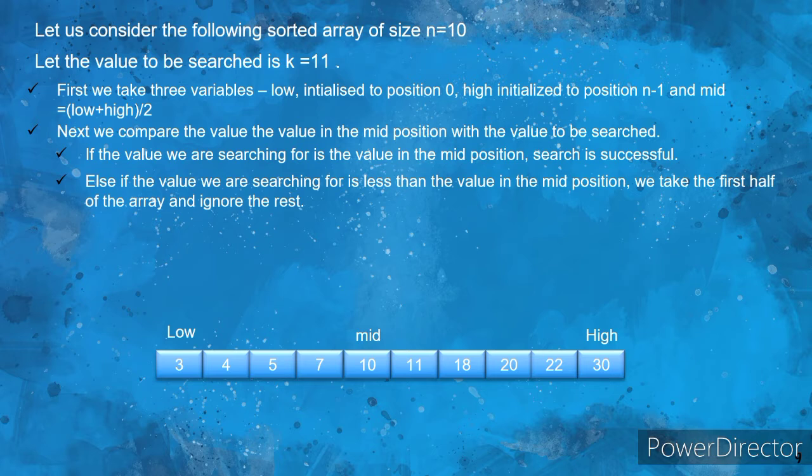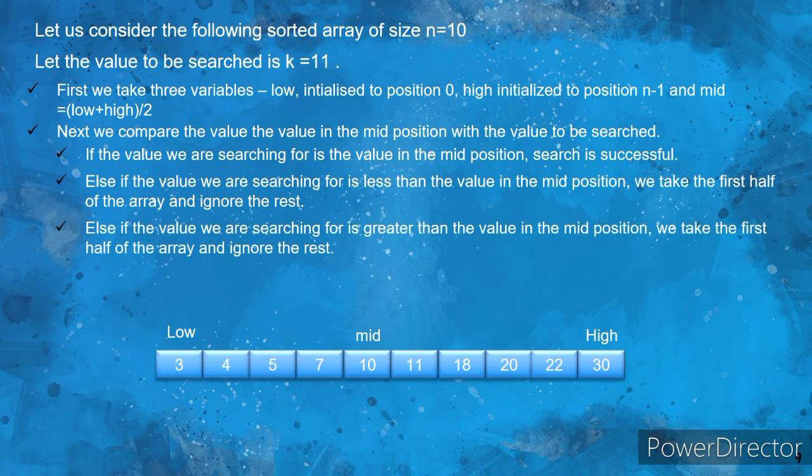So what we do is that first we compare with the value in the mid position. If the value in the mid position is same as the target value, we say that the search is successful. If it is not, we check whether the target value is less than the value of the mid position or greater than the value of the mid position. If the value is less than the value in the mid position, then obviously the target value will be in the first half of the array. So I don't need the second half of the array.